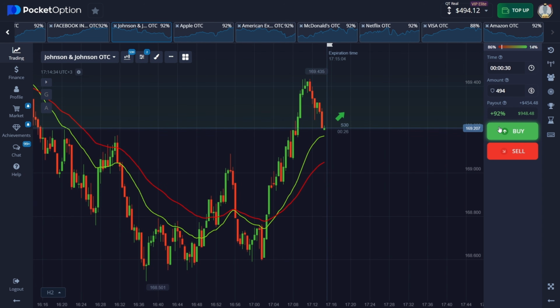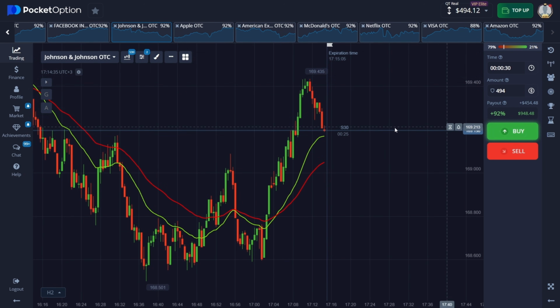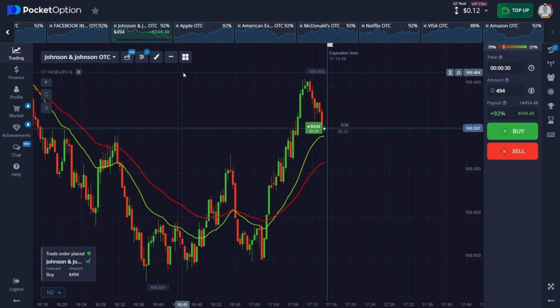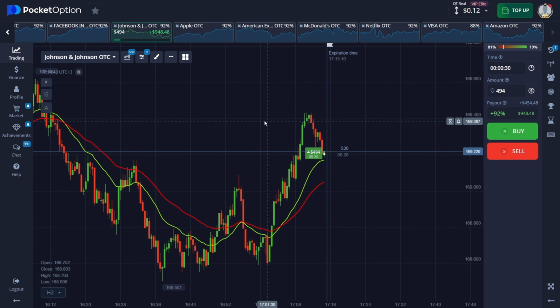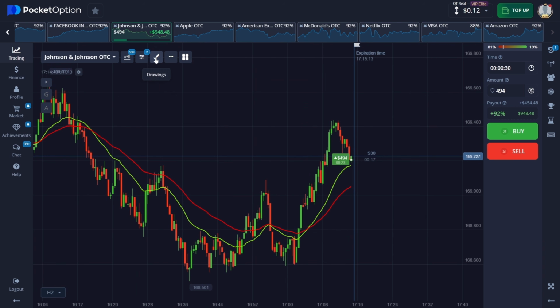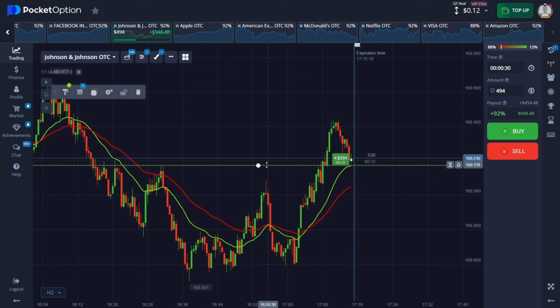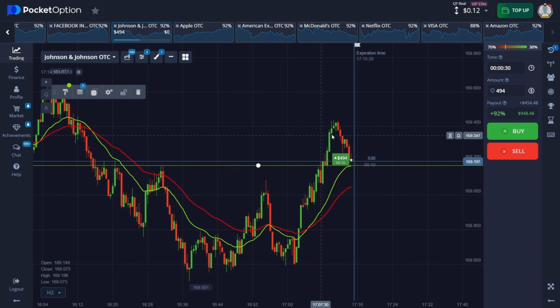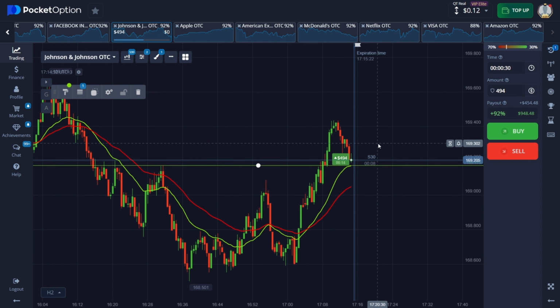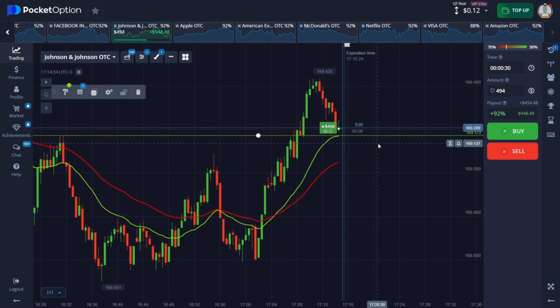Alright, here we have a trade on Johnson & Johnson OTC, and I placed the trade for the upside move worth $494. The trade is currently in our favor. Here you can see a support level and the moving average EMA 25. That's why I took this trade for the upside move.